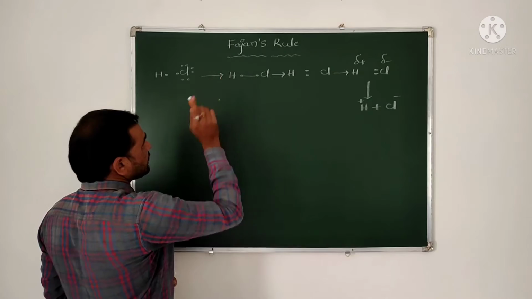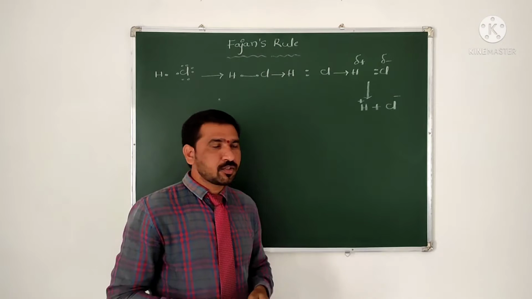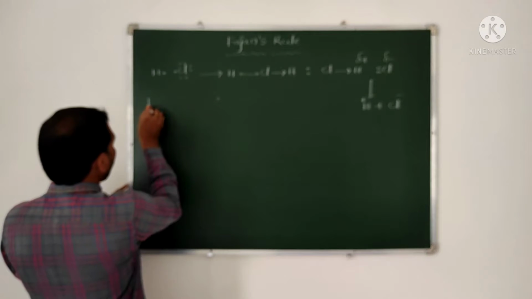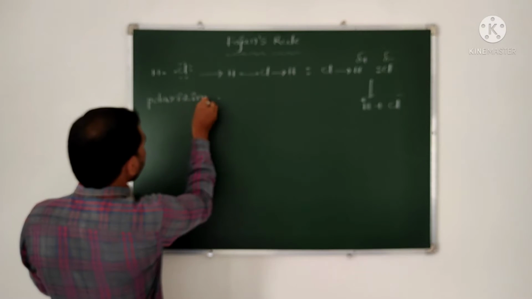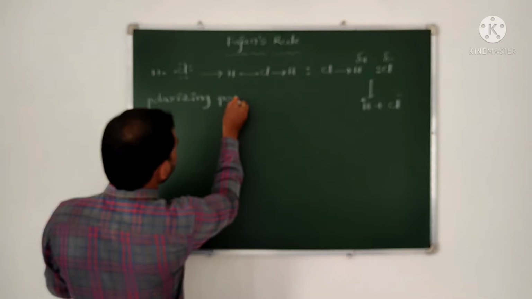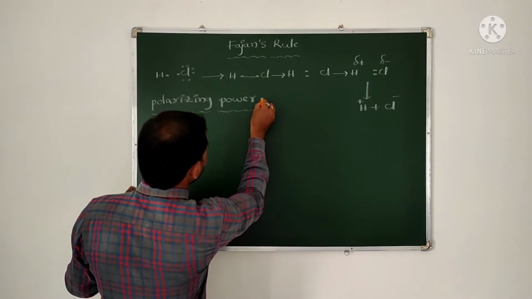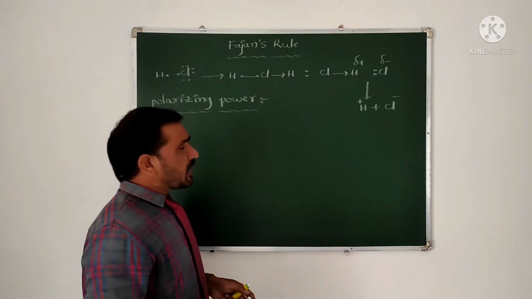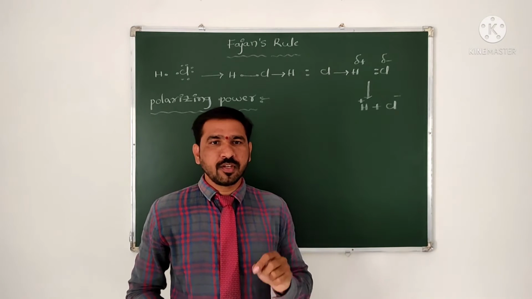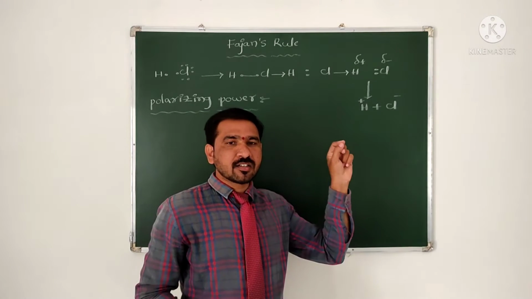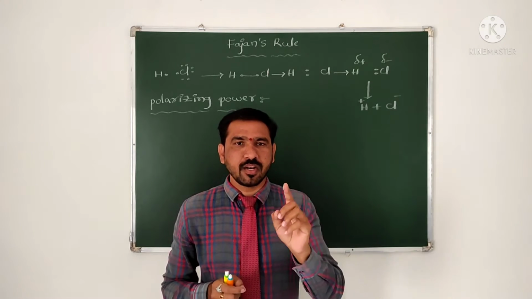So before going to discuss Fajan's rule, we have to know 2 words. What are the 2 words? Polarizing power. What is meant by polarizing power? Polarizing power means the ability of cation to distort the electron cloud of anion. That power is called polarizing power.